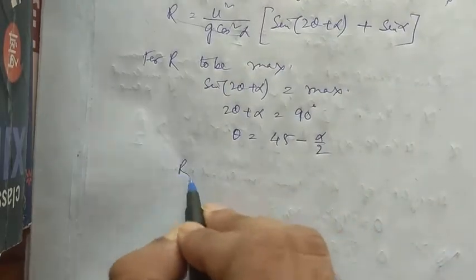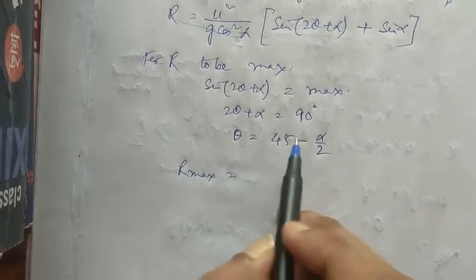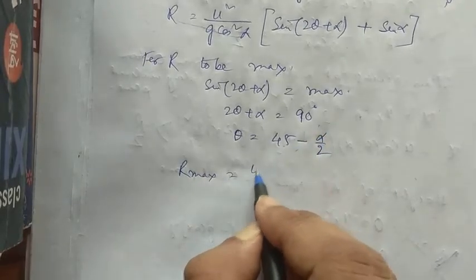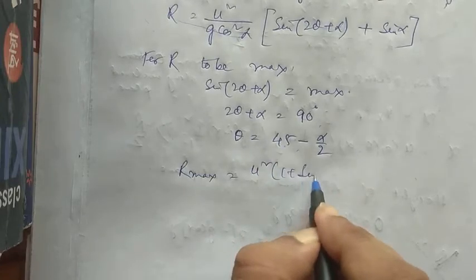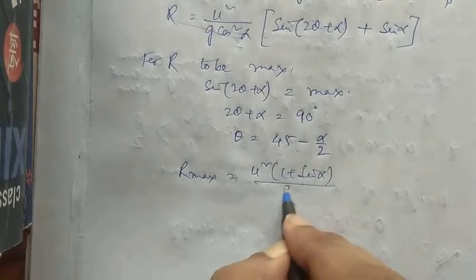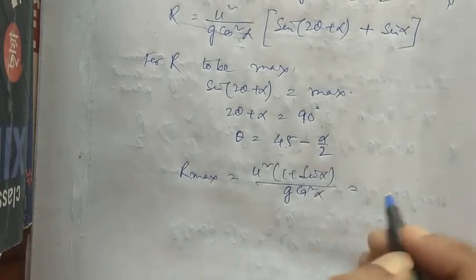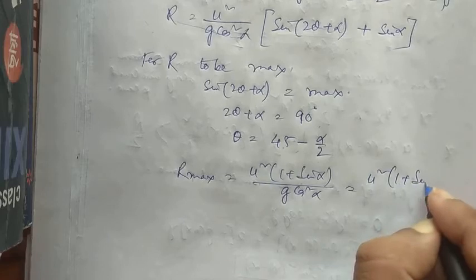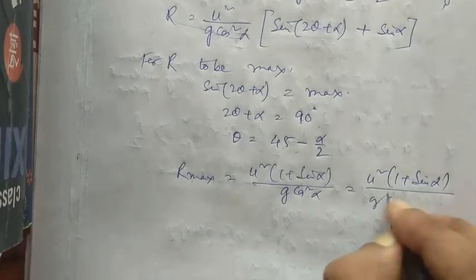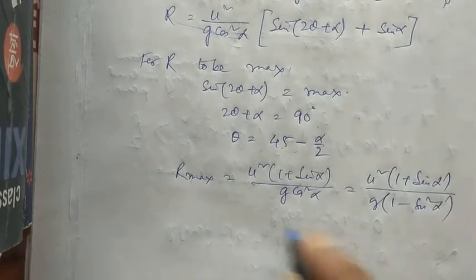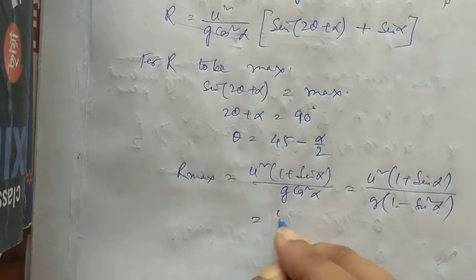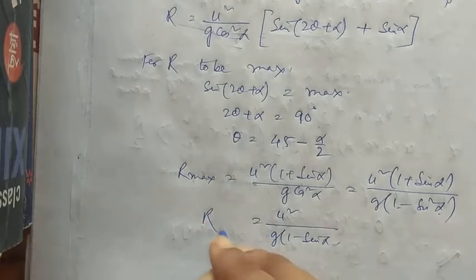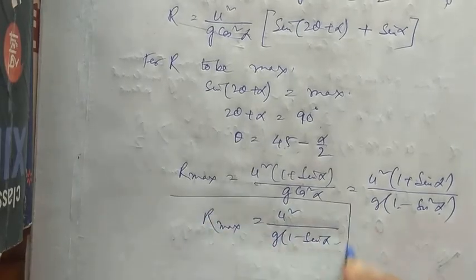So R max, what is R max? Replacing theta with 45 minus alpha by 2, we get u square (1 plus sin alpha) by g cos square alpha, which is u square (1 plus sin alpha) by g into (1 minus sin square alpha), so a square minus b square form, u square by g into (1 minus sin alpha). This is the value of R max.